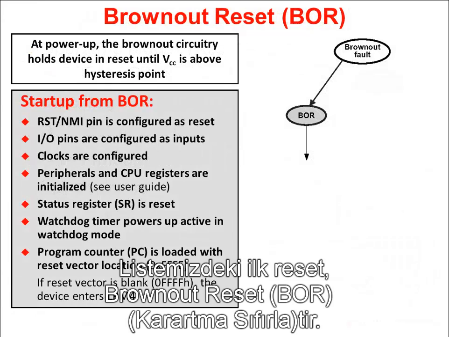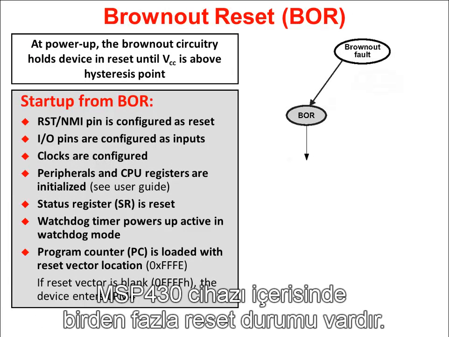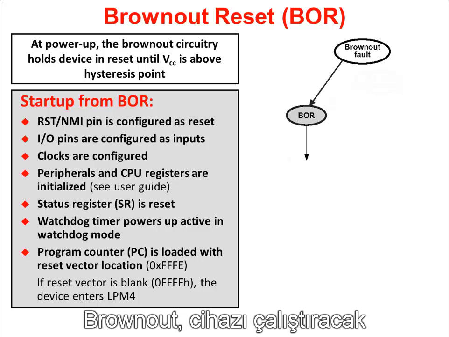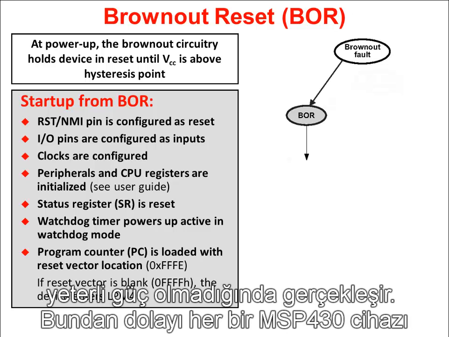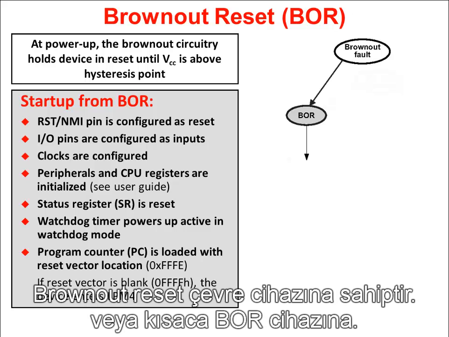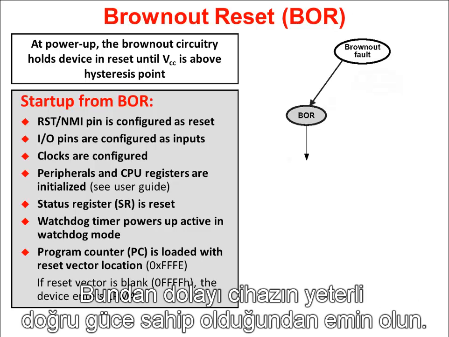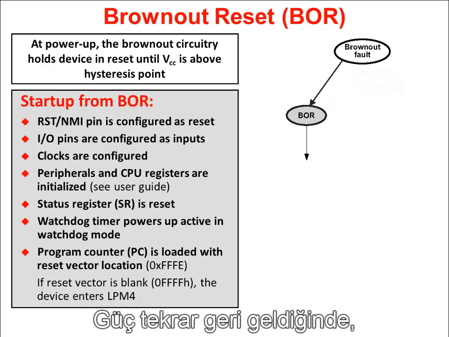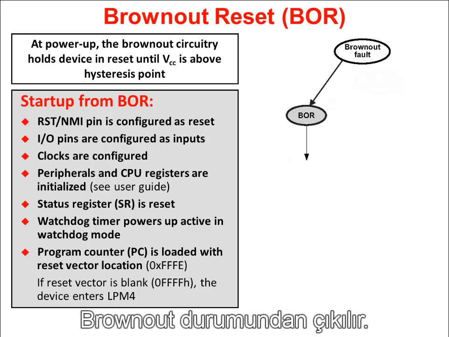The first reset in our list is brownout reset, and you'll actually see there's multiple reset states that the msp430 goes through. Brownout is when the power isn't enough to run the device. So every msp430 device has a brownout reset peripheral, or sometimes we call it a BOR peripheral, that makes sure the device has enough power to run accurately. When the power comes back on, we come out of this brownout into what we call the brownout reset state.